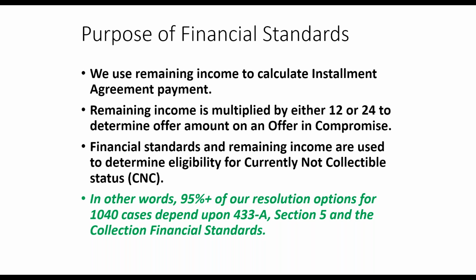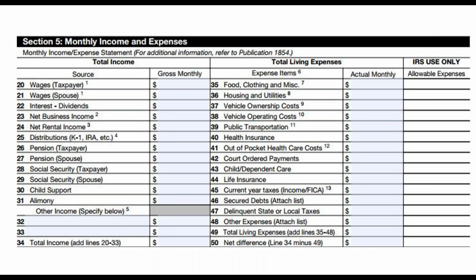Briefly, the purpose of the financial standards. Never forget that the IRS sets the collection financial standards based on a middle class income, based on a lot of statistical inputs. Okay. They use the remaining income amount to calculate the installment agreement payment, calculate your offer in compromise amount, and even determine eligibility for currently not collectible status. Okay. So in other words, the vast majority of our resolution options for 1040 cases depend entirely upon what's on this part of the 433A.